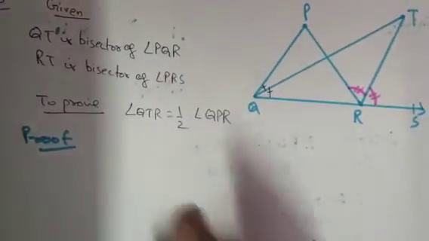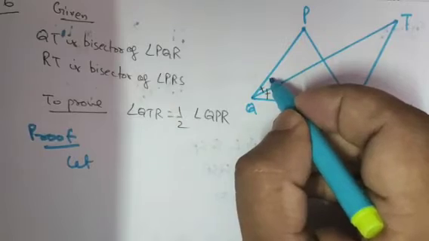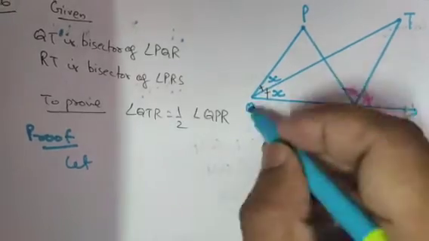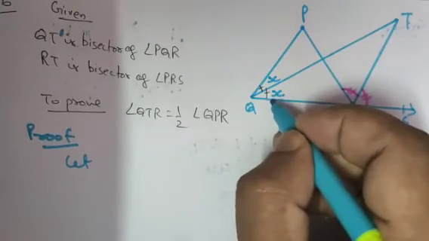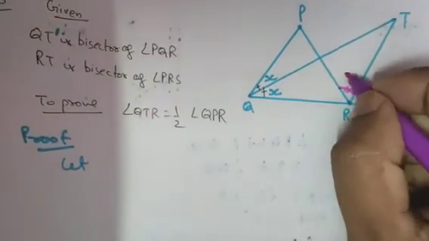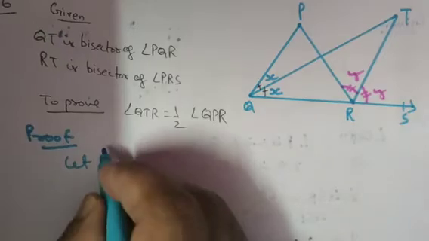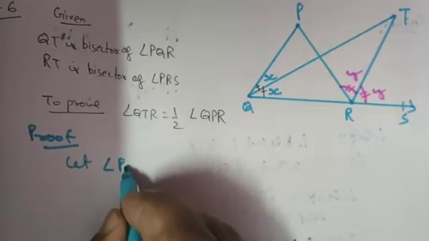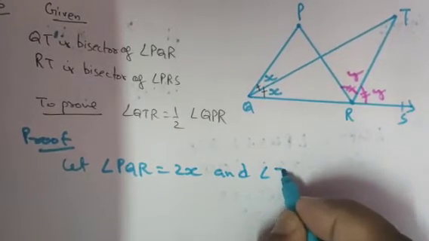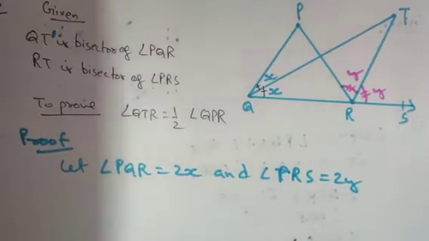First of all, for our convenience, we will assume these angles as x because these are equal. QT is the bisector, so if this angle is x, then this angle will also be x, and if this angle is y, then the other angle will also be y because RT is the bisector of angle PRS. Let angle PQR equal 2x and angle PRS equal 2y. So this we have assumed.